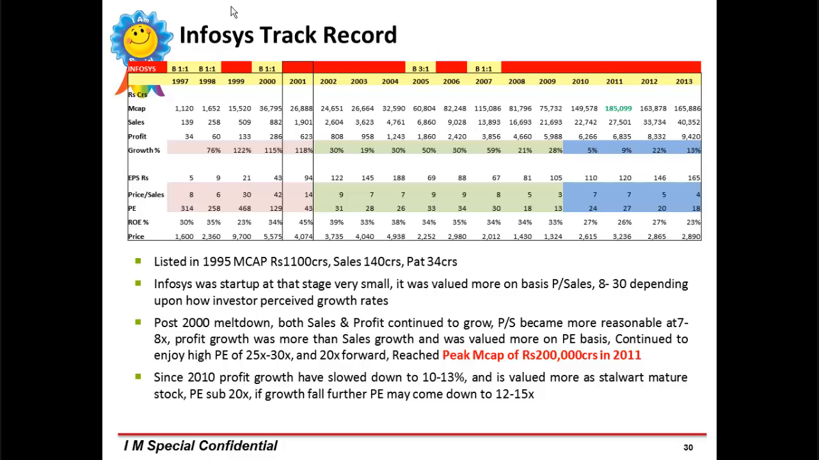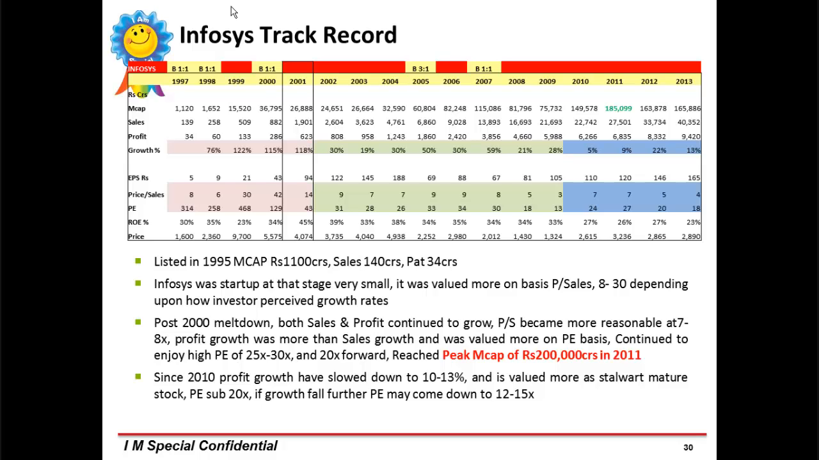The PE was around 28 to 30 times historical, and forward I think it was almost 22 to 25 times. 2009 was an exception, so that is why PE was low. Otherwise it was always valued at 20 to 25 times one year forward earnings.